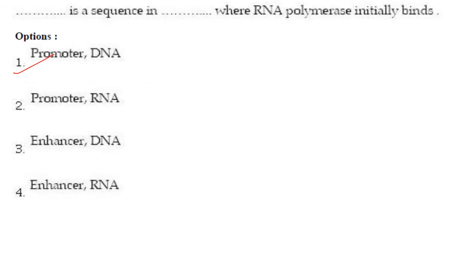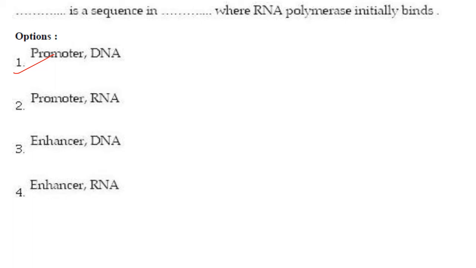Next one. Dash is a sequence in dash where RNA polymerase initially binds. Option 1, promoter, DNA, 2, promoter, RNA, 3, enhancer, DNA, 4, enhancer, RNA.